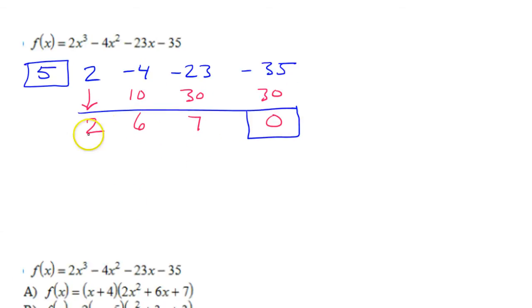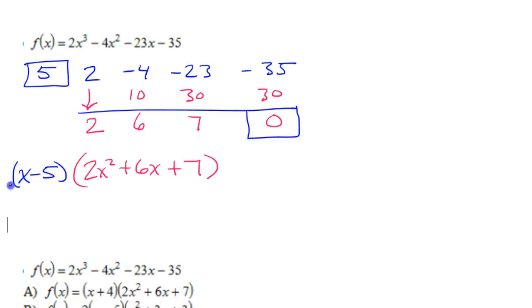Now, putting my variables back in, this must be the constant. This is the x term. This is the x squared term. So I have 2x squared plus 6x plus 7. Now this root of 5 would come from a factor of x minus 5. So far we have factored the polynomial down to this.